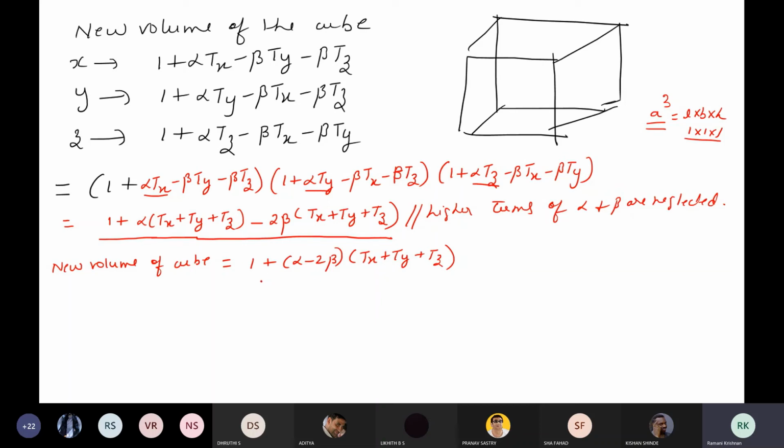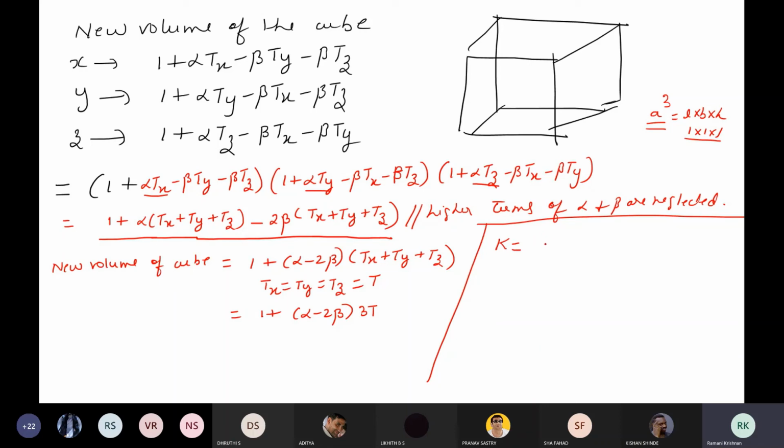Now these stresses are uniform stress. Tx is equal to Ty equal to Tz. Let me take it as T because the same magnitude of stress is acting. So what will happen here? It is 1 plus alpha minus 2 beta, and here it becomes 3T. Correct? Now let us say this is the new volume. If you do this rough work and keep it here, I want the bulk modulus K.